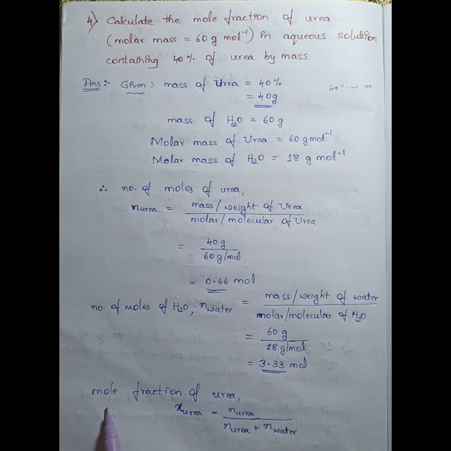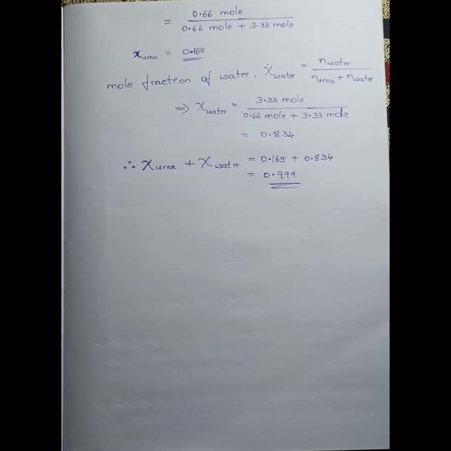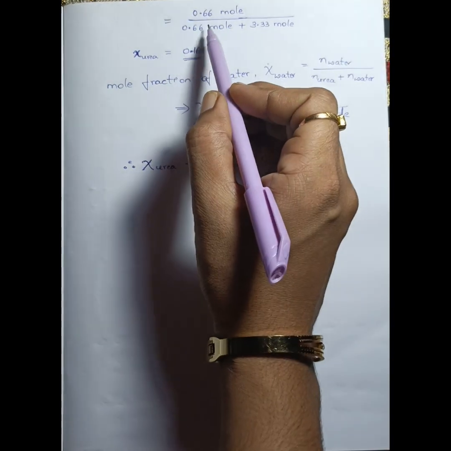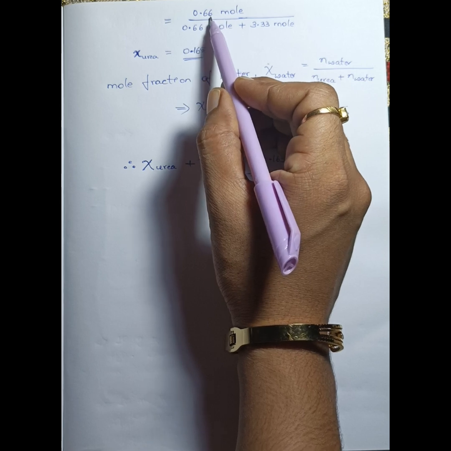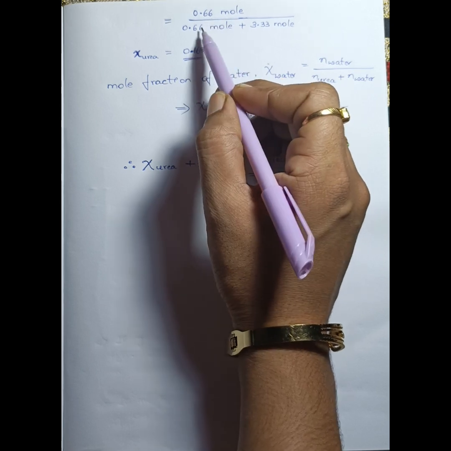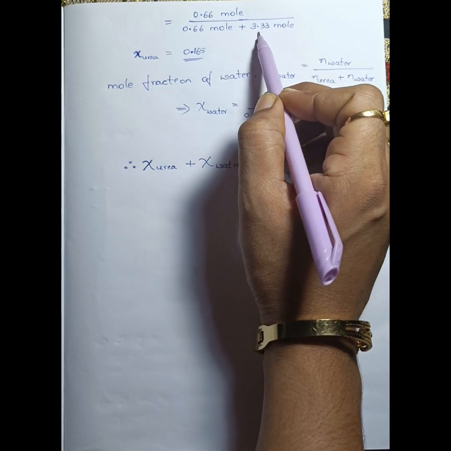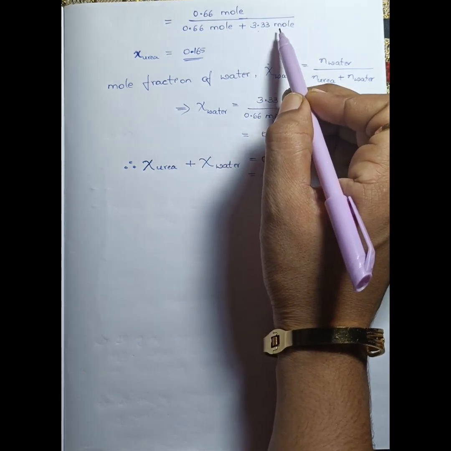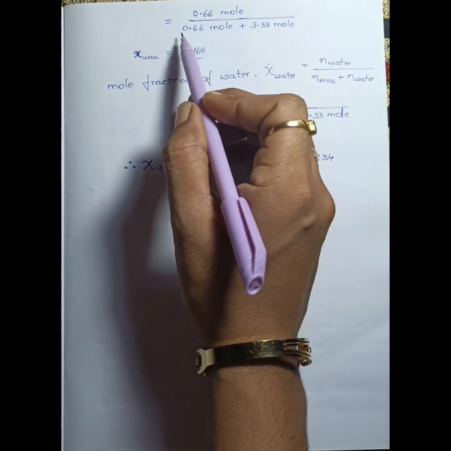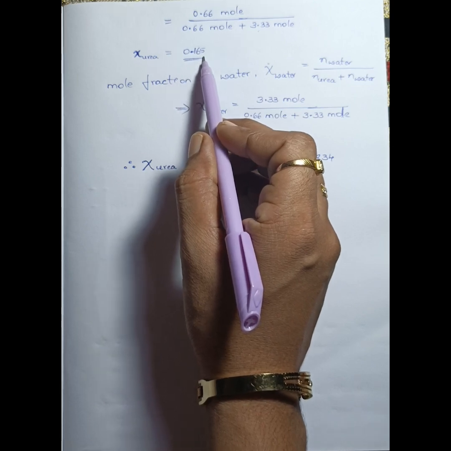And next, let us find the mole fraction of urea, which is found like this. Chi of urea is equal to N urea by N urea plus N water. This formula is used to calculate. Let us substitute the values here. N urea is 0.66 mole by N urea 0.66 mole plus N water 3.33 mole, which we have calculated earlier. So the answer comes 0.165.